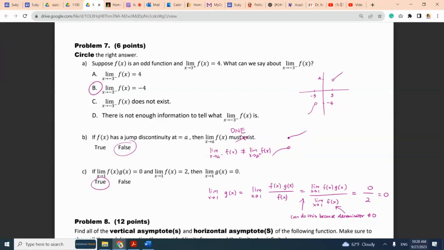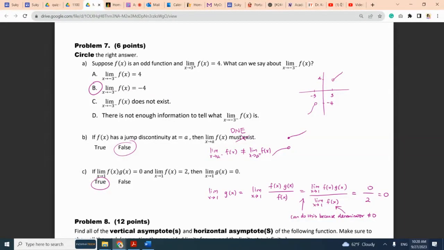So what if it was an even function? Oh, that's a good question. If we have an even function, then it's a mirror image. This is negative 3. Your mirror image, see this point gets mapped to this point. You have a picture like this. So what do you say? The left side limit is 4. Right, everybody? If I ask you, what is the right side limit? Do you know anything about the right side limit? No. So you can say there's not enough information to tell what the right side limit is.